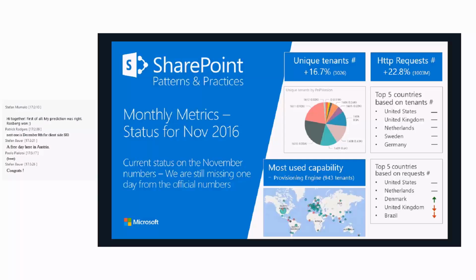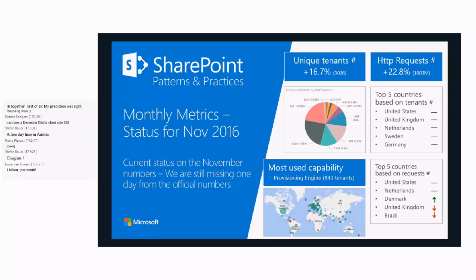So comparing to October, we're up 16.7% on unique tenants, and on HTTP requests we are up to 22% right now. And we're actually missing one more day. So the growth numbers are pretty insane, which is great to see.